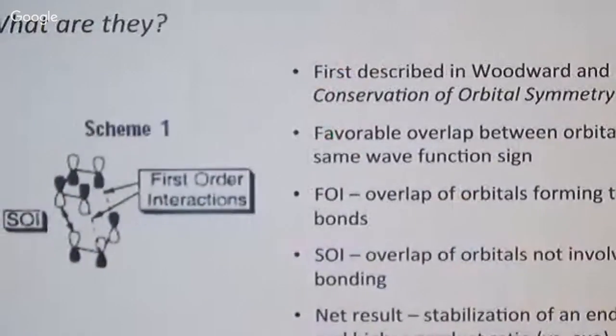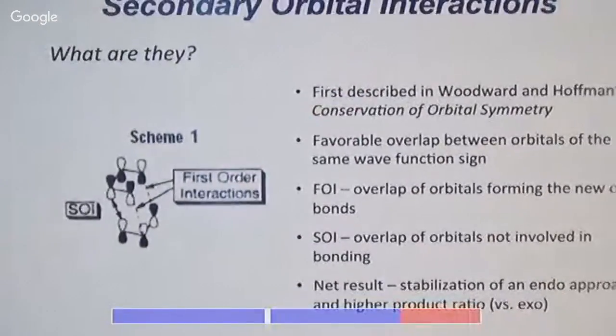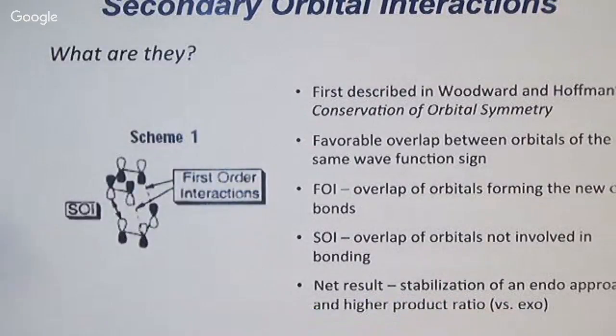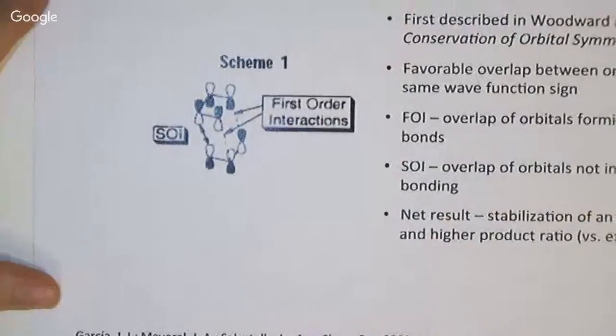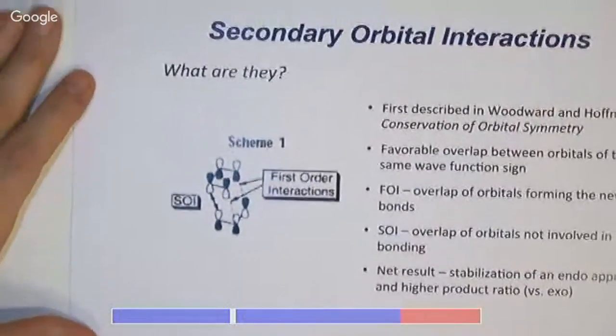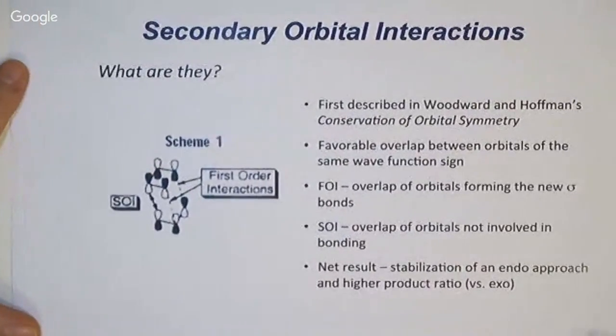So, remembering back to what that means, this is the original description that Woodward and Hoffmann gave when they came up with these rules of symmetry. Let's see, where can we go here? Here we go. All right.